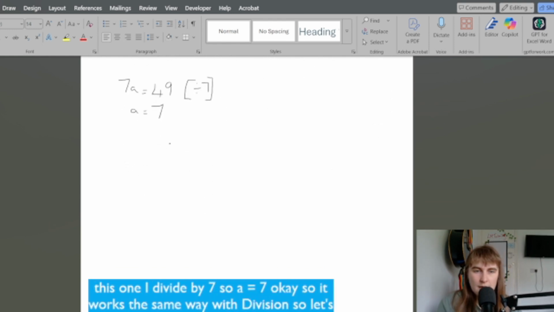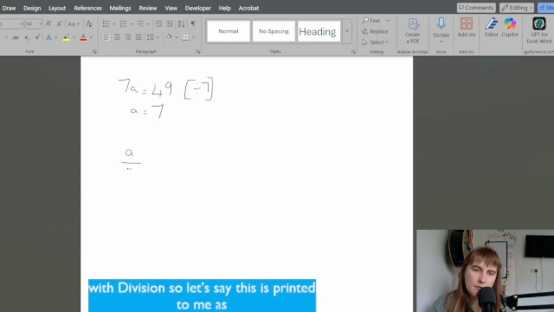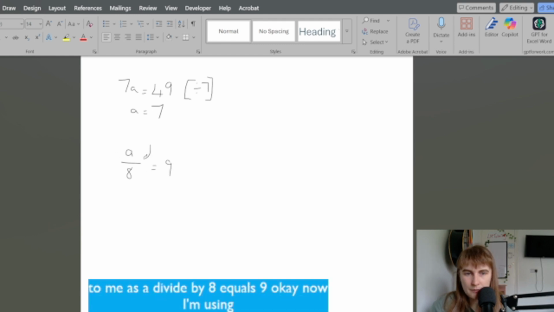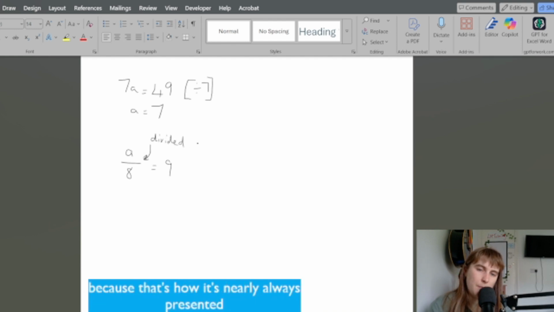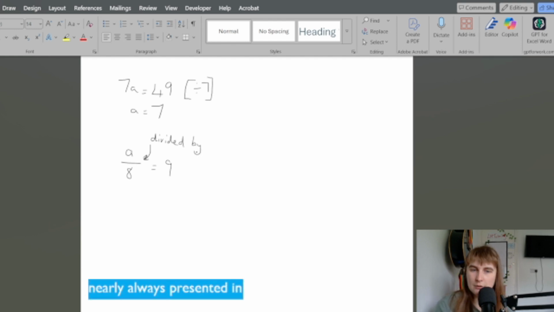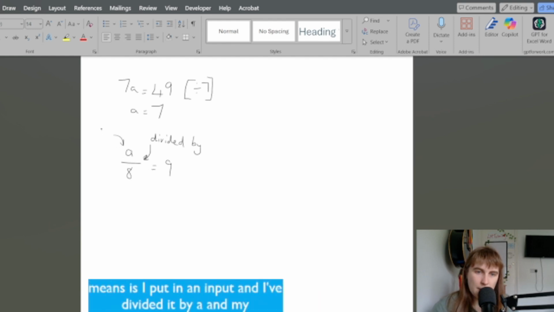So let's say this is presented to me as A divided by 8 equals 9. Now, I'm using divided by with a fraction line because that's how it's nearly always presented in algebra. So using that fraction line to mean divided by. Now, what that means is I've put in an input and I've divided it by 8 and my output is 9.